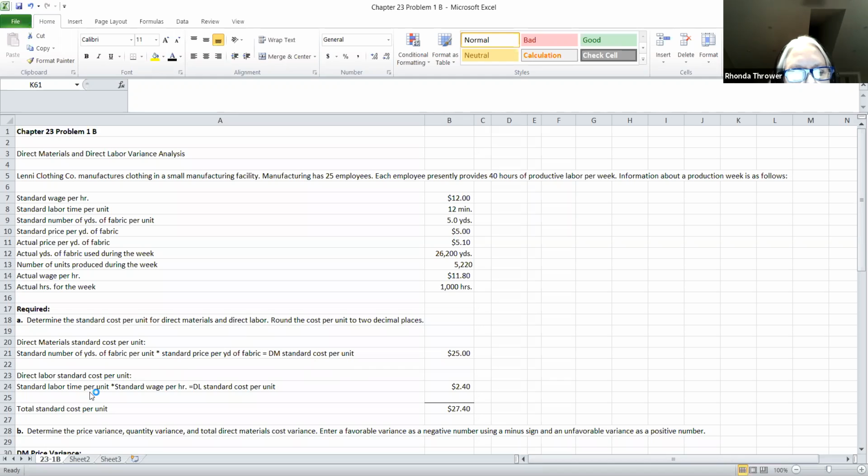And to do that, you also use a formula. You're going to take your standard labor time per unit, what you have budgeted, the time that it's going to take you to manufacture 1 unit, and then multiply that by the standard wage per hour. And the standard labor time per unit, you'll remember, was 12 minutes.